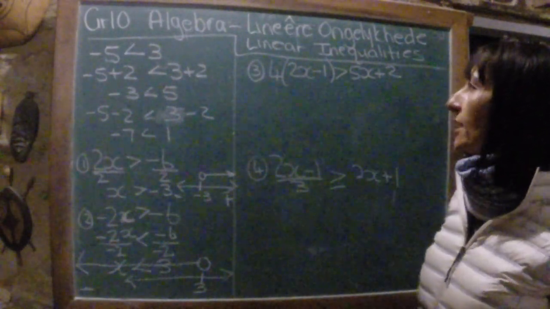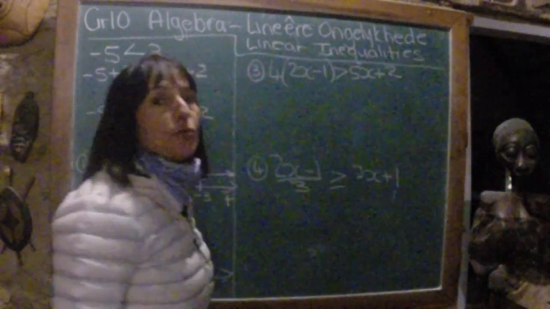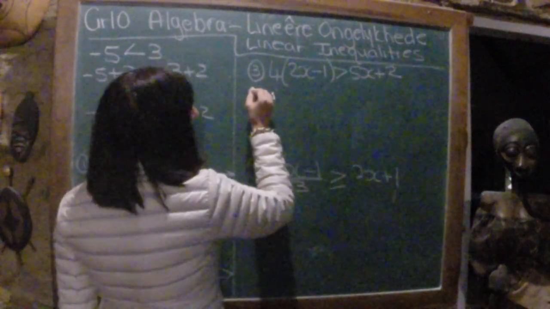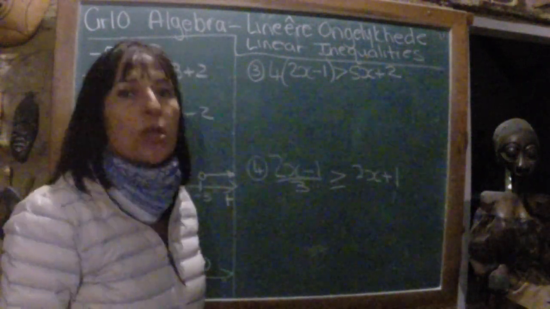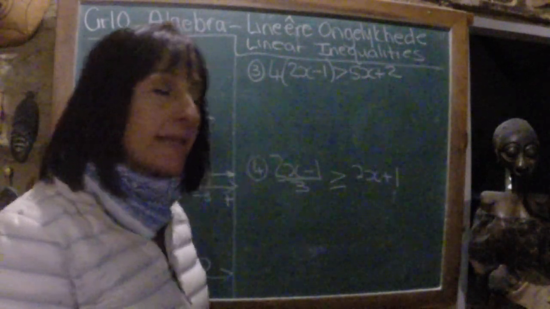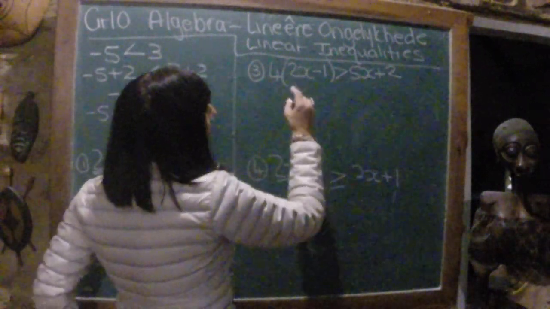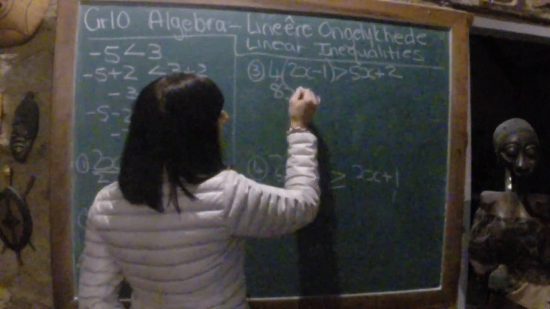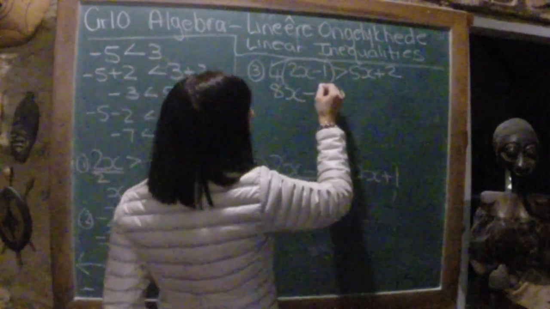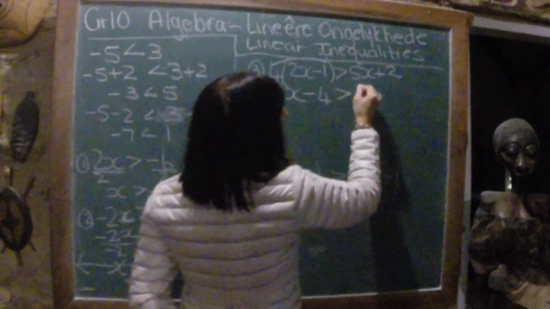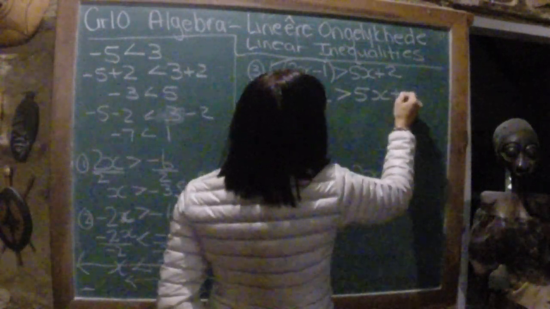Let's look at this one. I first got to multiply out the brackets. So I'm going to do this. You can't put the equals to there because we are busy with inequalities. 4 times 2x gives me 8x. 4 times minus 1 gives me minus 4. Greater than 5x plus 2.